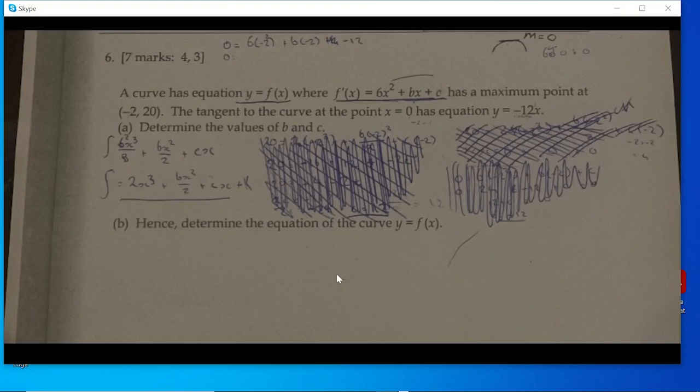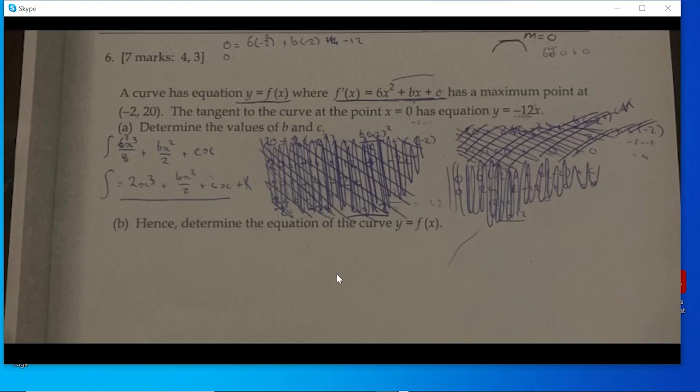So they haven't given us the equation, but they have given us its derivative. How to find the equation from the first derivative? You anti-differentiate it, so taking the integration or anti-differentiation. The curve has equation where f has a maximum point.